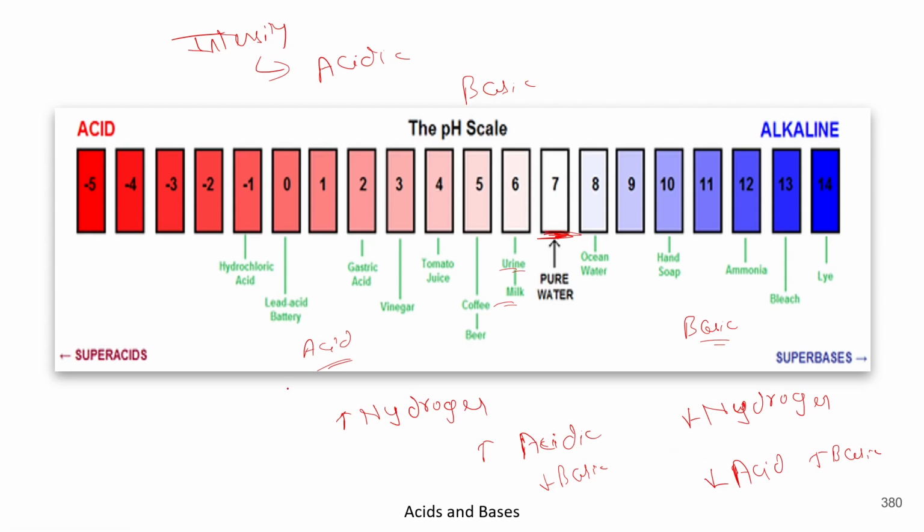Okay, so this is about the pH scale. You can remember it like this: if a substance has a value below 7, then it is an acid.